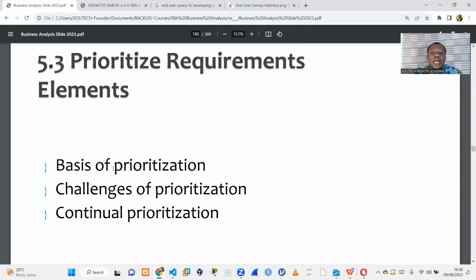Okay, so that'll be all. We're going to be stopping at 5.3, prioritize requirements. We're going to later on look at the elements and other details. If you have questions, don't forget to ask, and I'm going to reply.